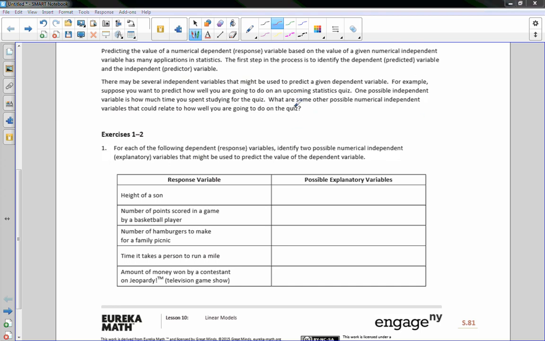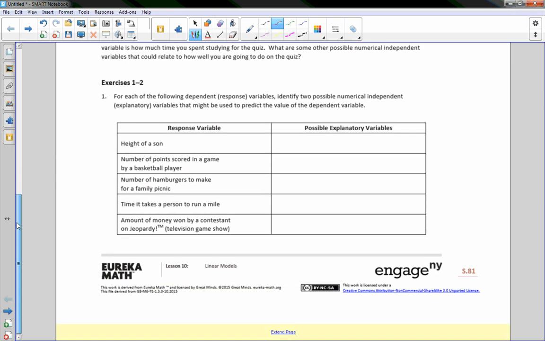Okay, a couple of the factors might come into play here. What will help you do well on the quiz? Studying. How much did you pay attention in class? How much sleep did you get the night before the quiz? Did you eat a good breakfast before the quiz? Those are all other variables that we could use.